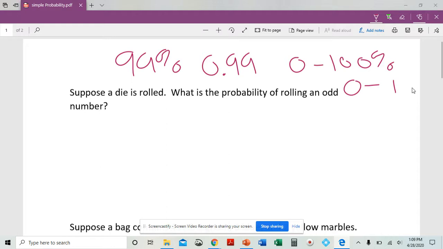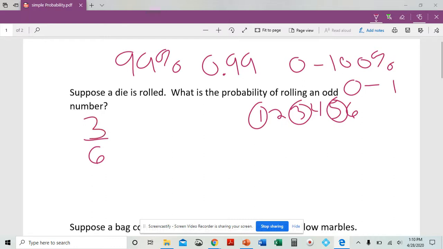So let's go through some examples here, and I'm sure it will make more sense. Suppose a die is rolled. Well, a die is just a dice. It's a six-sided object, so we know it's out of six sides, right? What is the probability of rolling an odd number? Well, of all the things that we could roll, 1, 2, 3, 4, 5, and 6 on a normal die, the odds are 1, 3, and 5. So 3 out of 6 of the sides are going to be odd.